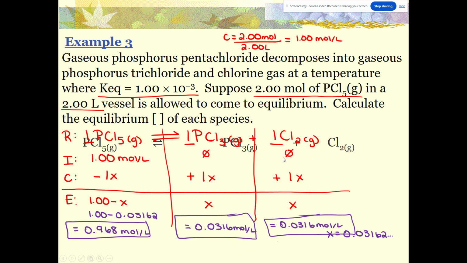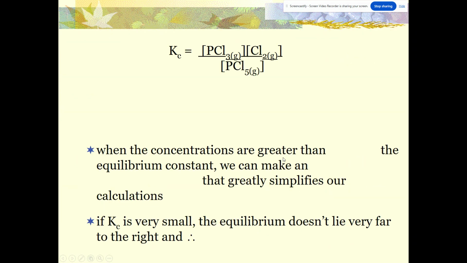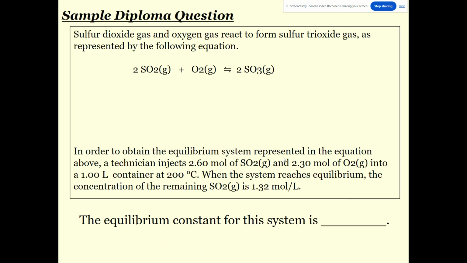Now I do have a sample diploma question. I'm just going to pop up the answer so that if you're trying this for homework, this is not the x method that we just did. You are given the initial moles and volume of your system. So you're given the initial concentrations of everything and the equilibrium concentration of one of them, so you can solve for Kc. And you should get 0.566 if you give that a try.